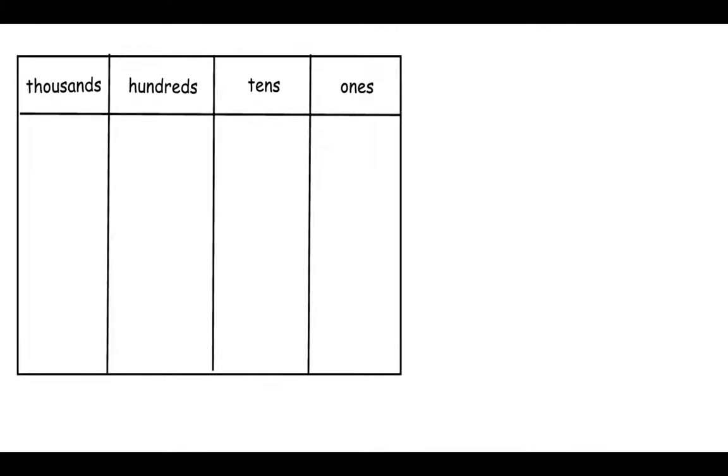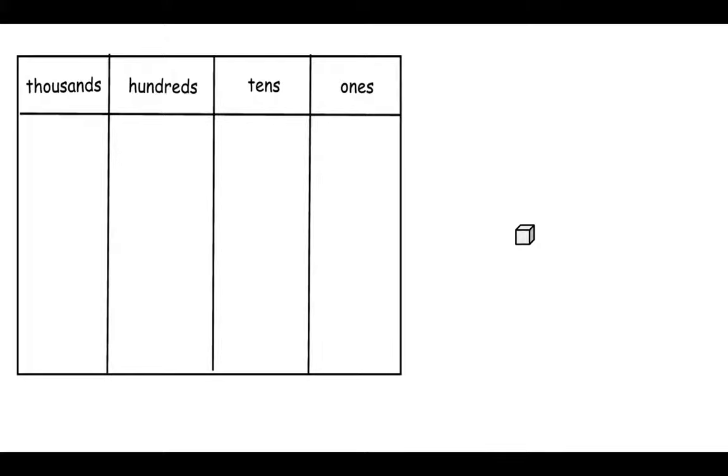Today, we are going to be learning how to use a place value chart and compare different numbers on the place value chart. To begin with, we're going to start by just counting up some blocks, like this one on the screen. How many blocks are on the screen?